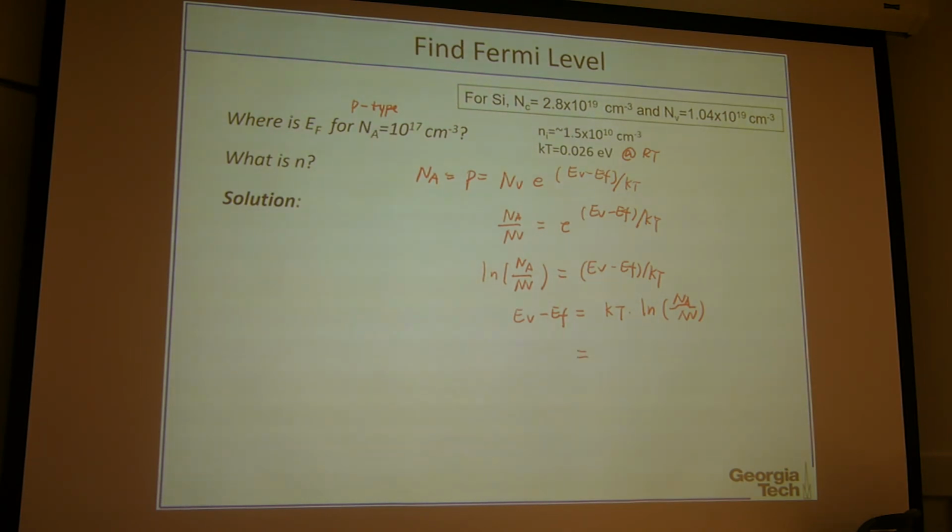The kT at room temperature is 0.026 electron volts times this natural log of Na over NV. What is Na? Na is 10 to the 17. And what is NV? NV is 1.04 times 10 to the 19. So if you plug in the numbers, then you will get the solution, which is negative 0.119 eV.